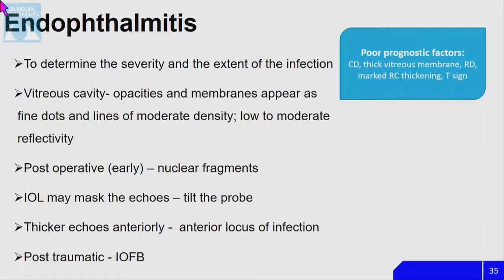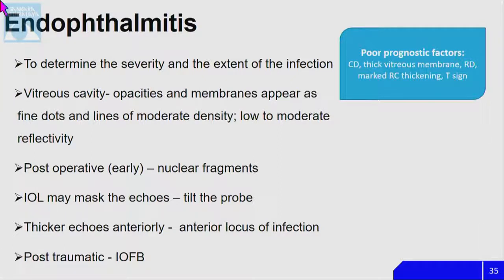So next, the other condition most commonly confused with vitreous hemorrhage, especially in the setting of trauma, is endophthalmitis. Ultrasound is used to determine the severity and extent of the infection. So opacities and membranes appear as fine dots and lines of moderate intensity. Even membranous echoes can be present. The reflectivity is variable, low to moderate.